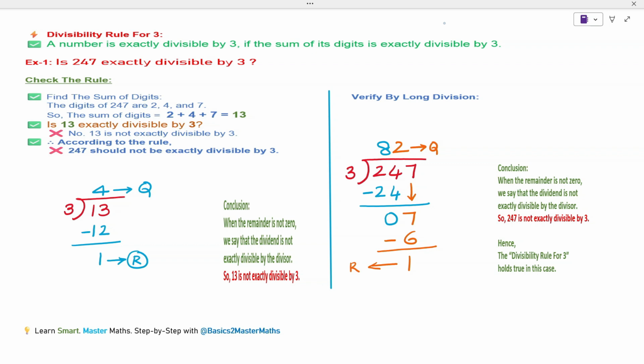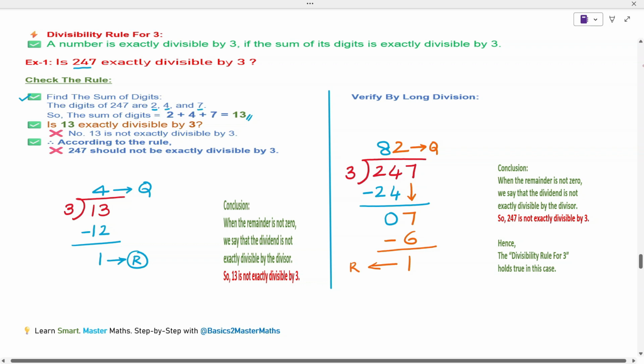Let us move on to another example. Is 247 exactly divisible by 3? First, find the sum of digits. The digits of 247 are 2, 4 and 7. So, the sum of digits equals 2 plus 4 plus 7 gives you 13.